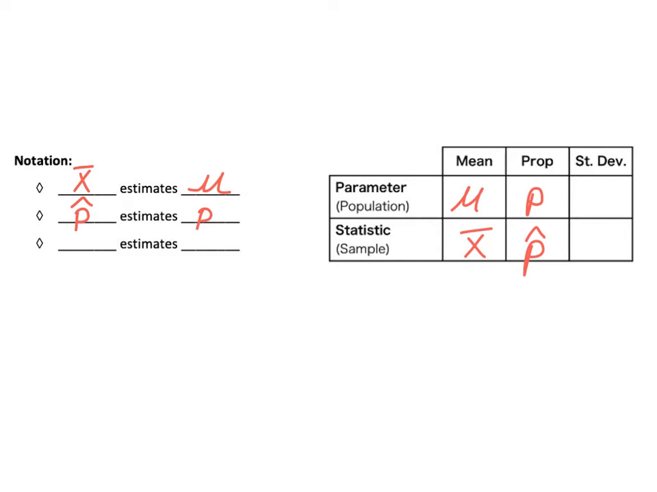When it comes to standard deviation, we use s, sometimes s sub x, for the standard deviation of our sample. And then we use sigma, a Greek letter again, for our population parameter here. So s estimates sigma.